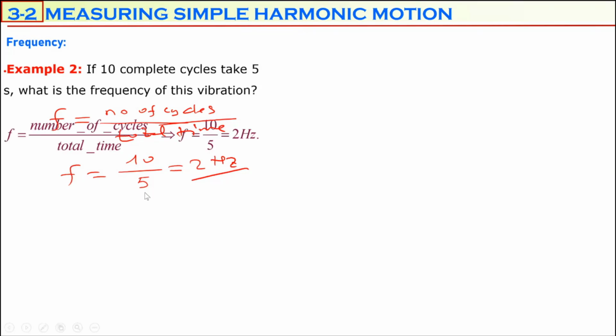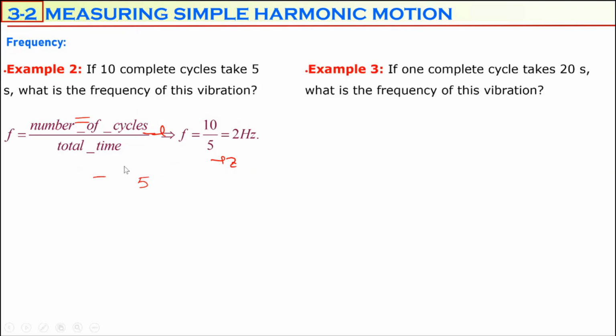Another question. It says that one complete cycle takes 20 seconds. One complete cycle takes 20 seconds. What is the frequency of this vibration? Again, this time let's use the definition of the frequency. So in 20 seconds, there is one cycle.